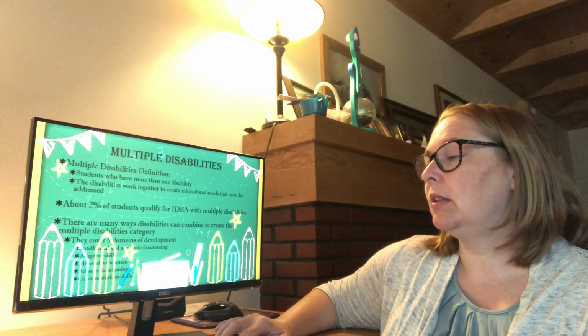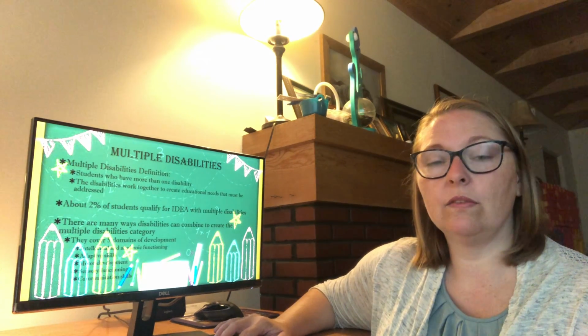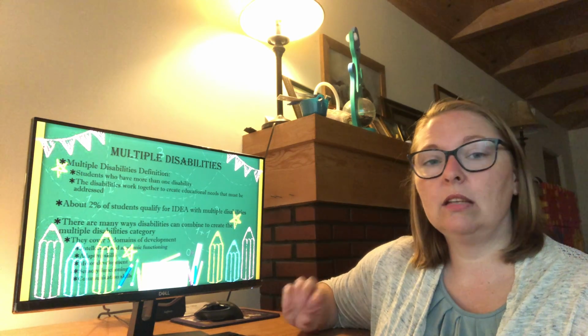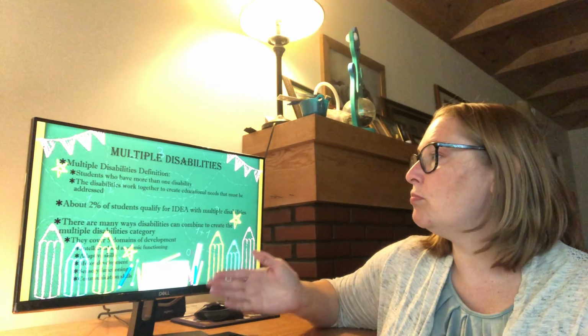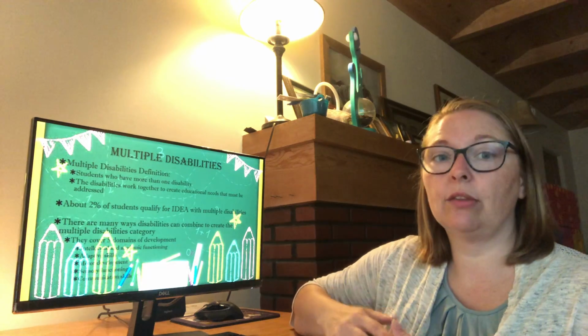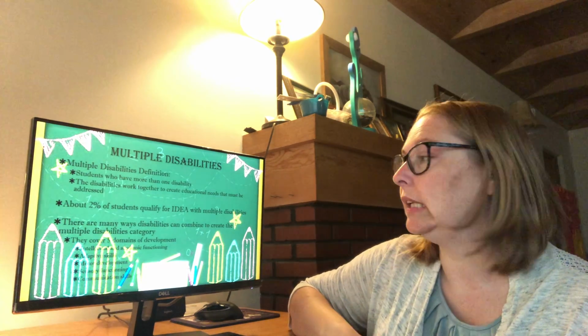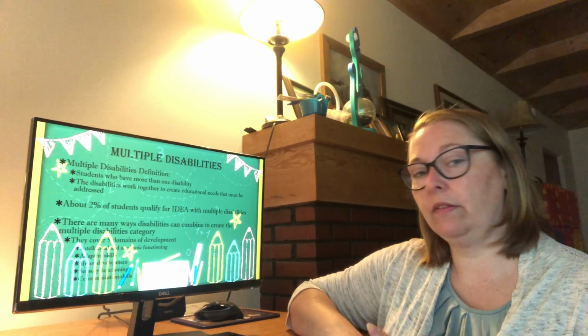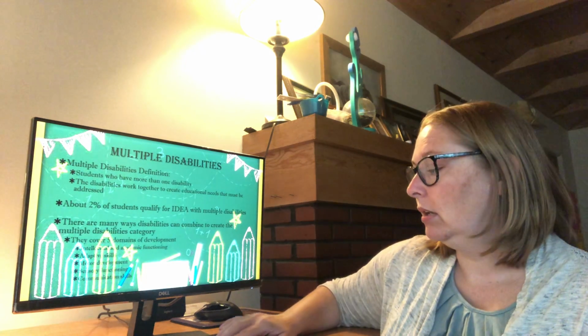And then multiple disabilities are students who have multiple disabilities that work together to affect their educational needs. About 2% of students qualify with multiple disabilities.